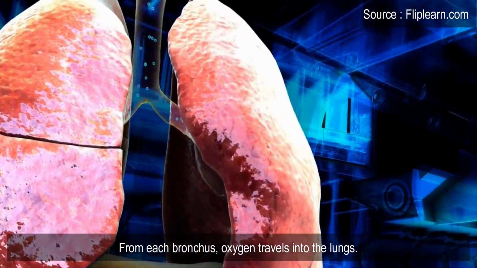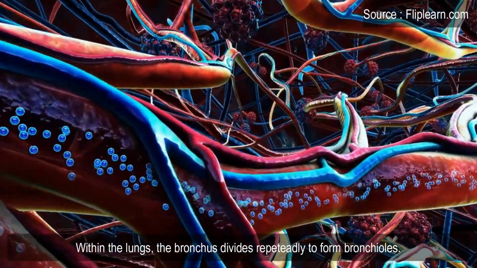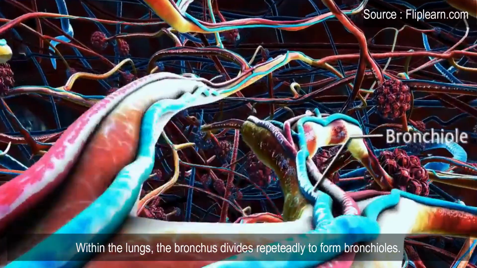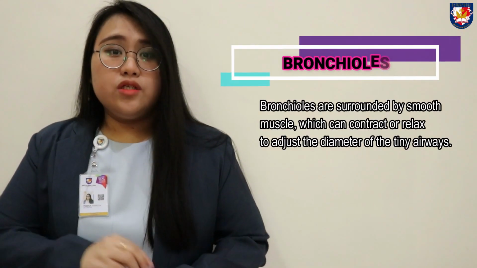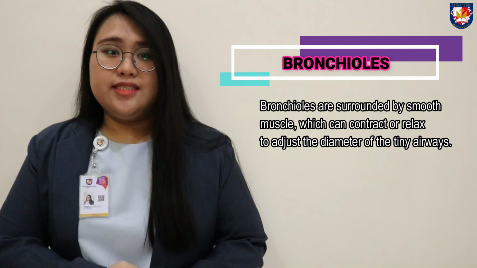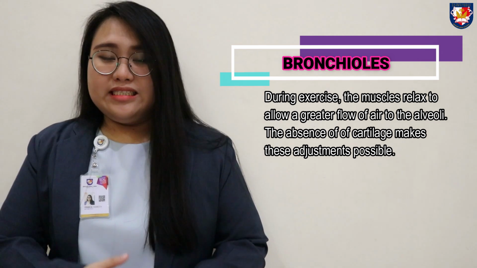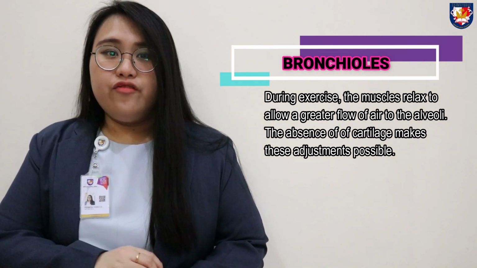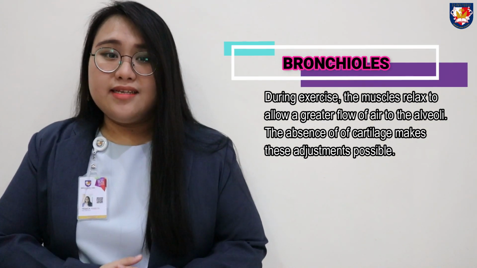From each bronchus, oxygen travels into the lungs. Within the lungs, the bronchus divides repeatedly to form bronchioles. Bronchioles are surrounded by smooth muscle, which can contract and relax to adjust the diameter of the tiny airways. During exercise, the muscle relaxes, which allows a greater flow of air to the alveoli. The absence of cartilage makes this adjustment possible.